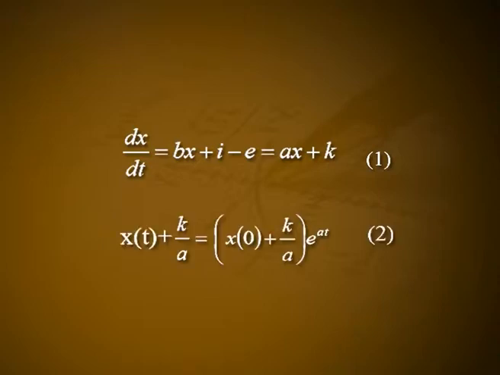If, however, immigration and emigration take place at constant rates I and E respectively, then dx/dt is equal to bx plus I minus E, which is equal to ax plus k. Integrating this equation, we get x(t) plus k/a is equal to (x(0) plus k/a) times e raised to at.